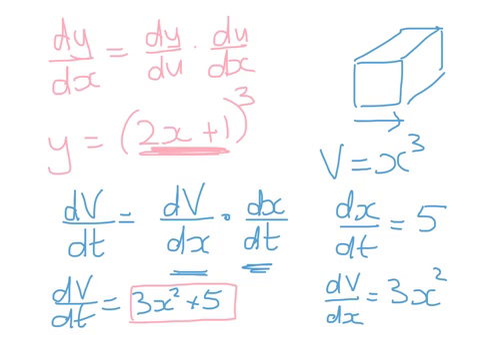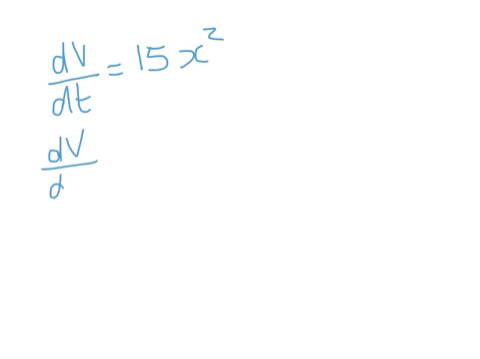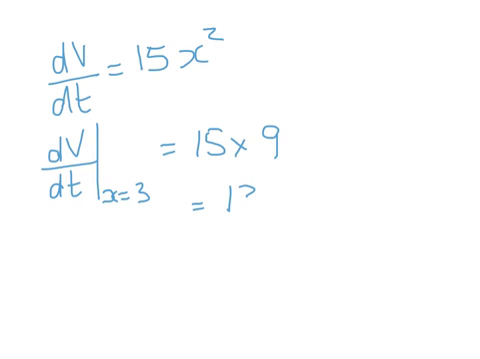Right, now I just need to simplify that and then substitute in when the side length is 3 centimetres. So I'm going to pop in another slide to do that now. Okay, dV by dt is equal to 15x squared. And we want to evaluate that when the side length is 3. So that's going to be 15 times 9, and that equals 135.